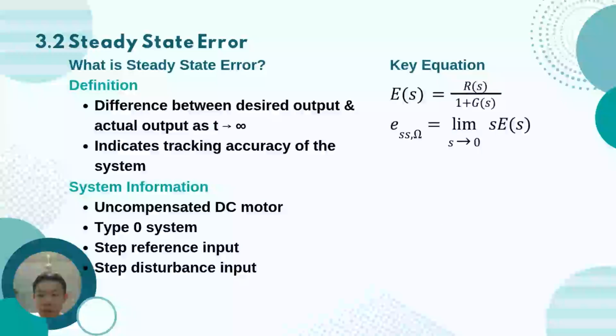So what is steady-state error? Steady-state error measures how accurately the motor can achieve the desired speed after all transient effects have disappeared. In this analysis, the uncompensated DC motor is evaluated under both reference and disturbance step inputs.